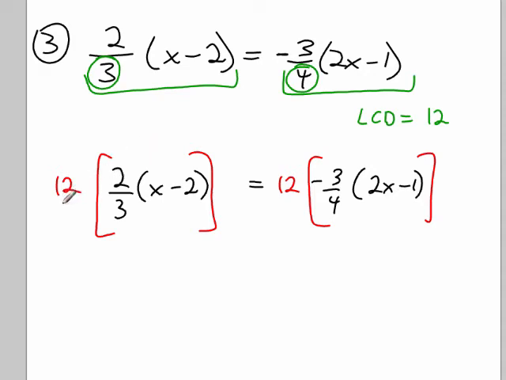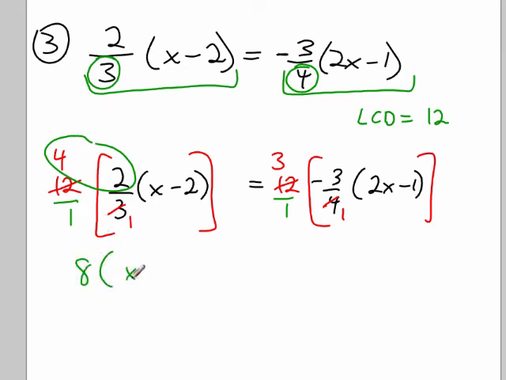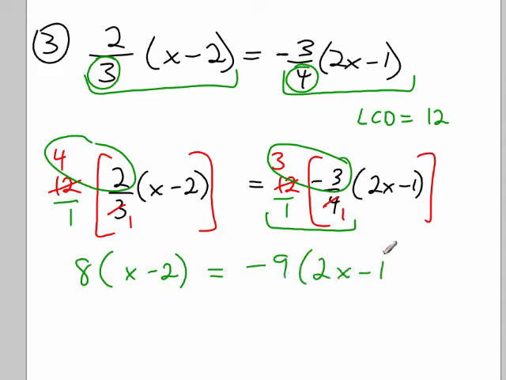So we're multiplying both sides by 12, which is 12 over 1. And let's multiply the 12 by the 2/3 first. So that can cross reduce. 3 goes into 3 once, into 12 4 times. Over here, 4 goes into 4 once, into 12 3 times. And then what I'm left with is 4 times 2, 8 times x minus 2, because the 8's over 1. And over here I'm left with 3 times negative 3, negative 9, times 2x minus 1.